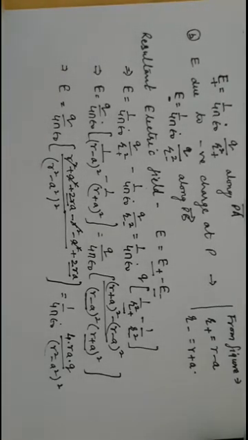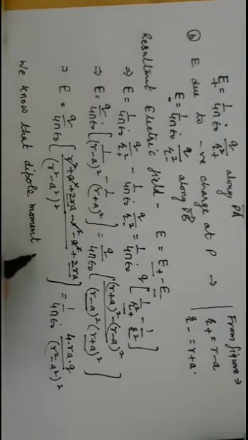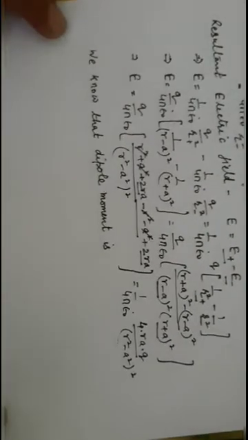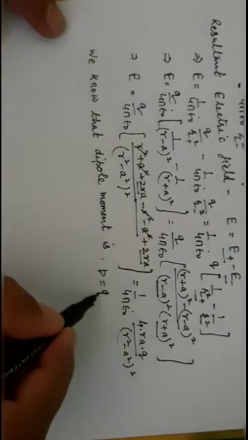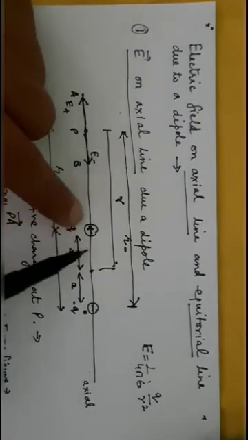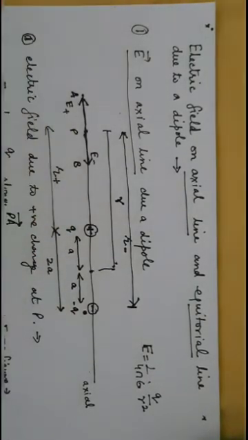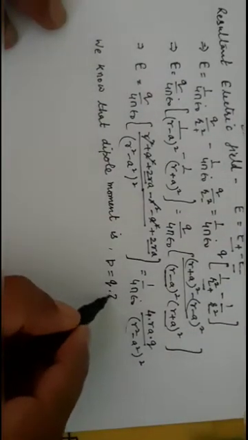But I want to write this formula in terms of the intrinsic property of the dipole, that is dipole moment. So we know that dipole moment, which we represent by P, is equal to the product of any charge and distance. See here, we have taken the magnitude of charge Q and the distance from positive to negative is 2a. So your dipole moment becomes Q into 2a.